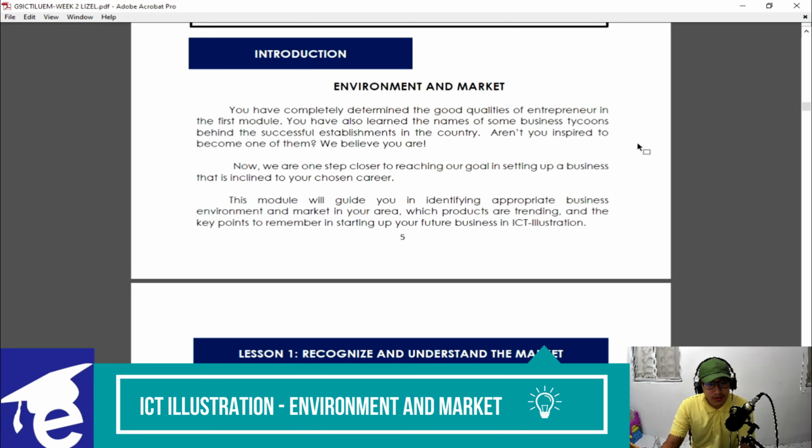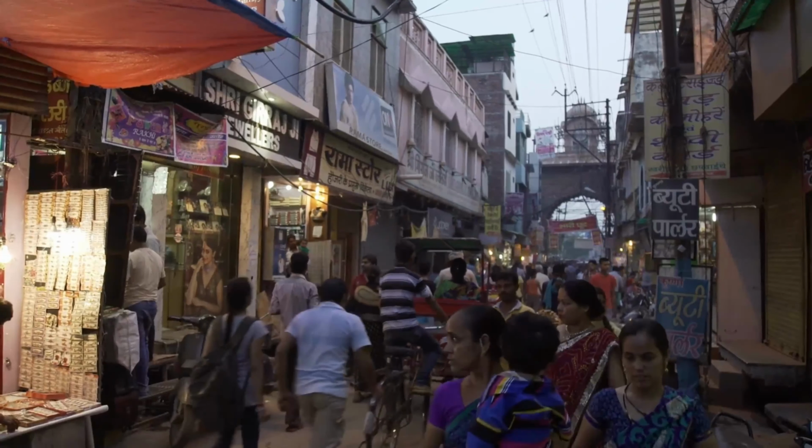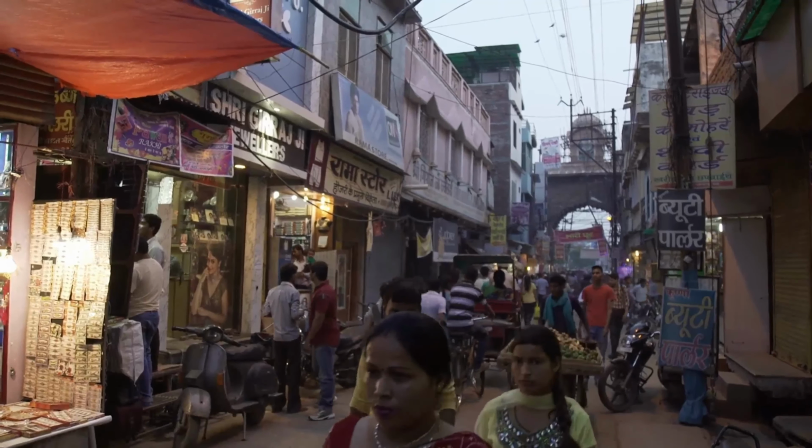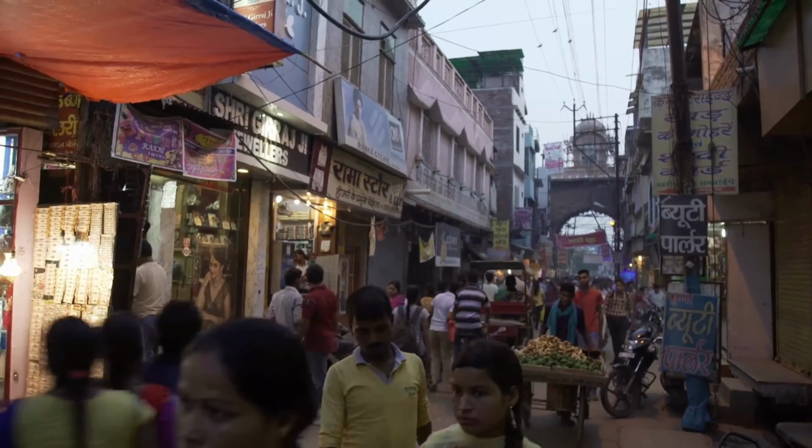In the introduction, let's talk about environment and market. But before anything else, I'd like you to know the meaning of environment in Filipino. That's what we call paligid, kapaligiran, environment. And market is pamilihan, palengke. So what is environment and market?